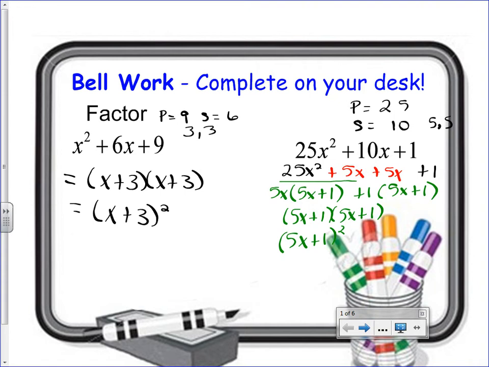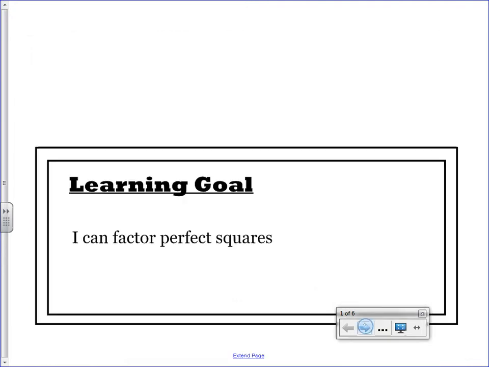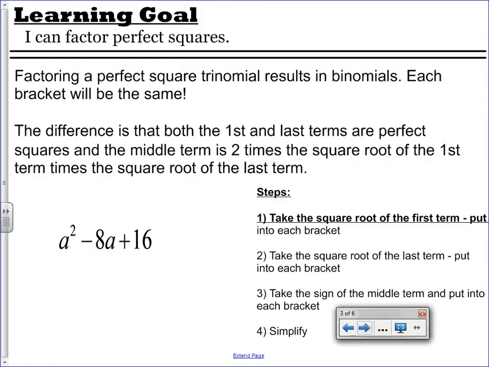There's going to be a trick today that I'm going to show you that you'll be able to go from this first step to this last step without having to do decomposition. There's a special trick. These ones are special because both binomials are the same. And we call this a perfect trinomial. So your learning goal today is to factor a perfect trinomial.